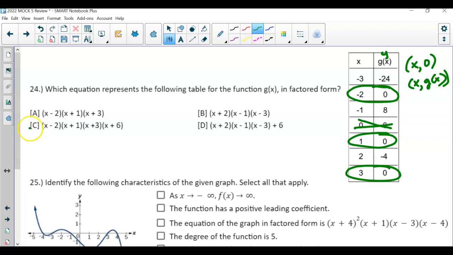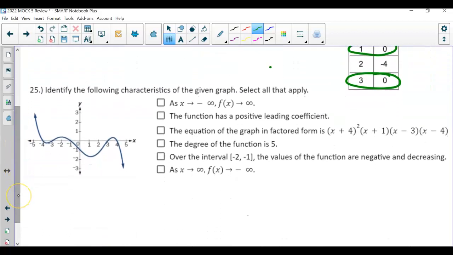That means I'm going to cross off C and D because it includes that y-intercept. And then remember, when writing the equation, change the sign. So it's not x minus 2, but x plus 2, x minus 1, x minus 3. So that's why the answer is B.